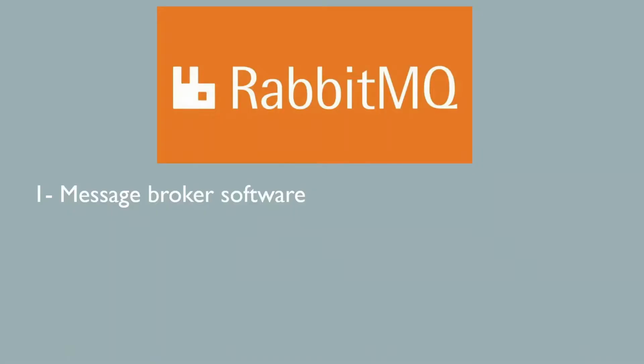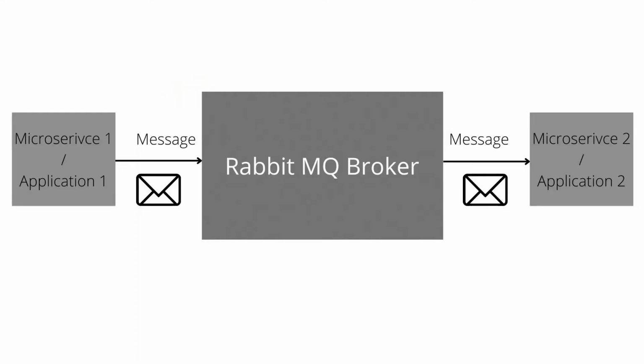So what is RabbitMQ? RabbitMQ is a message broker software. A message broker is a software that allows applications and systems to communicate with each other and exchange information. It's also known to be a message queuing software. We push messages to queues where they will be stored until they are processed or consumed. Let's see an example to better understand.